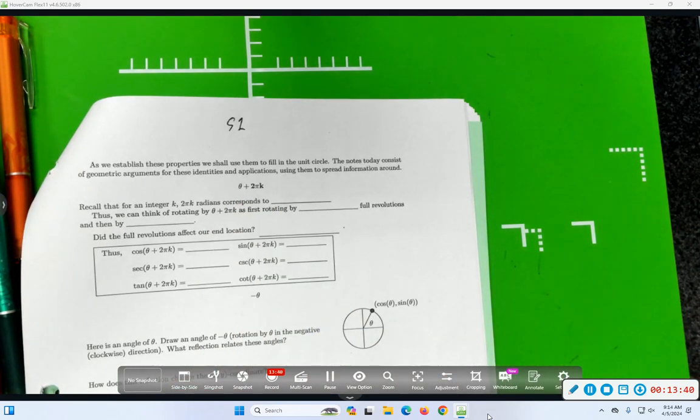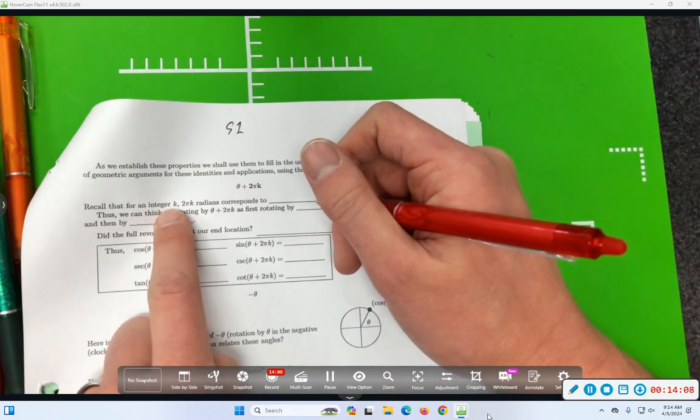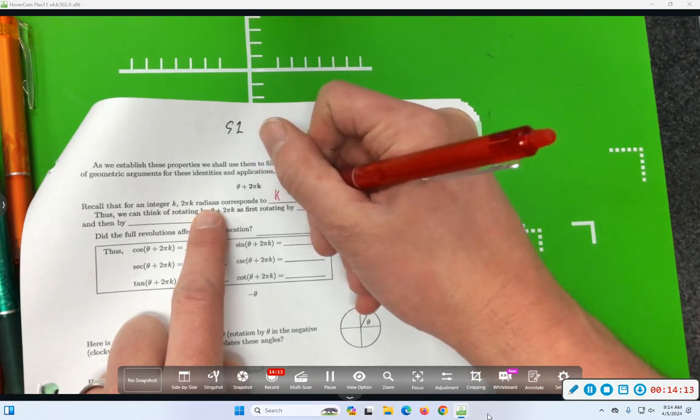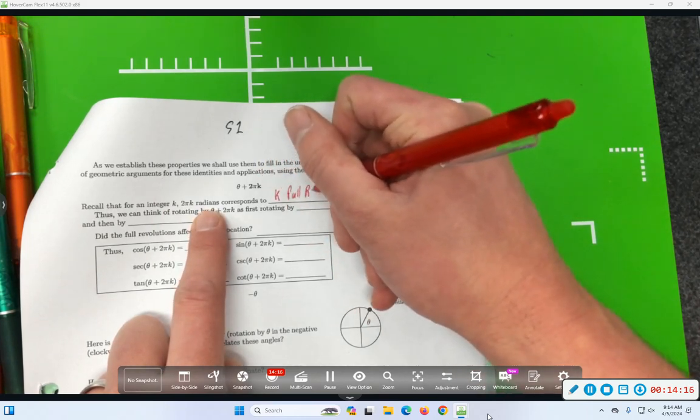Theta plus 2 pi k. So, as we just said, what sort of angle does 2 pi times k correspond to? What sort of angle does 2 pi correspond to? Nah, it's pi over 2. Full revolution. 2 pi is a full revolution. So pi over 2 is a quarter of a revolution. So if I give you an integer k, 5, 7, 10, 2 pi k corresponds to k full revolutions.